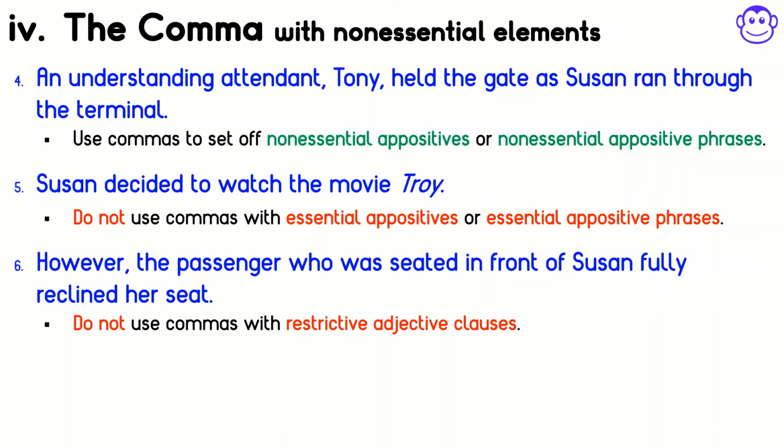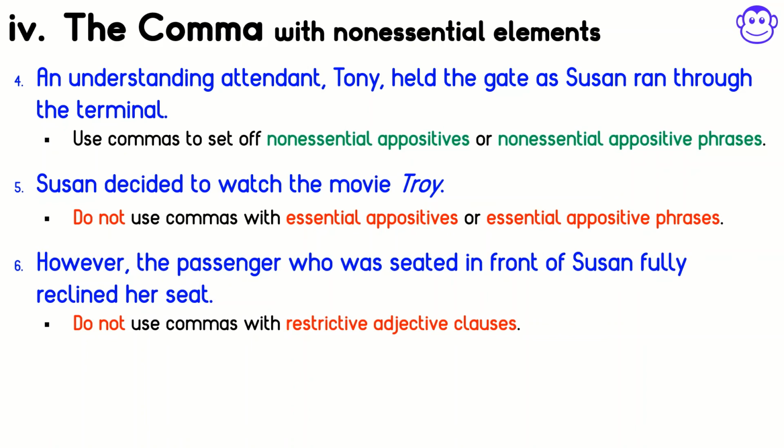The rule for restrictive adjective clauses is the same as for essential appositives and appositive phrases. By removing the commas, the adjective clause is marked as restrictive. Its essential function is to identify which passenger out of the many passengers is the subject of the sentence.